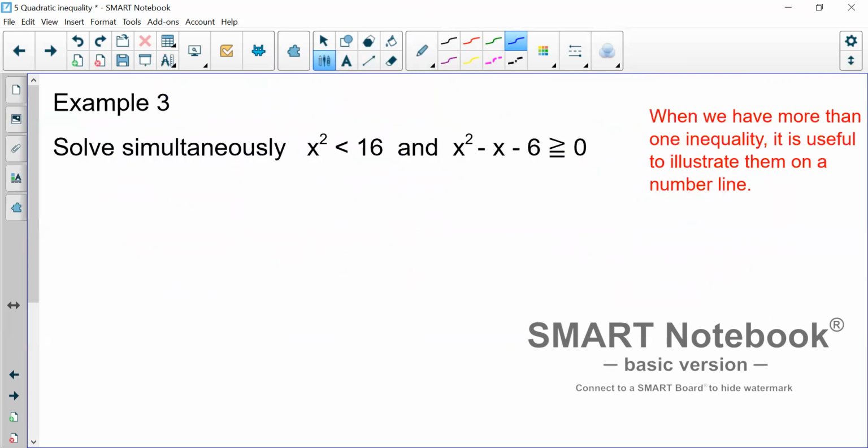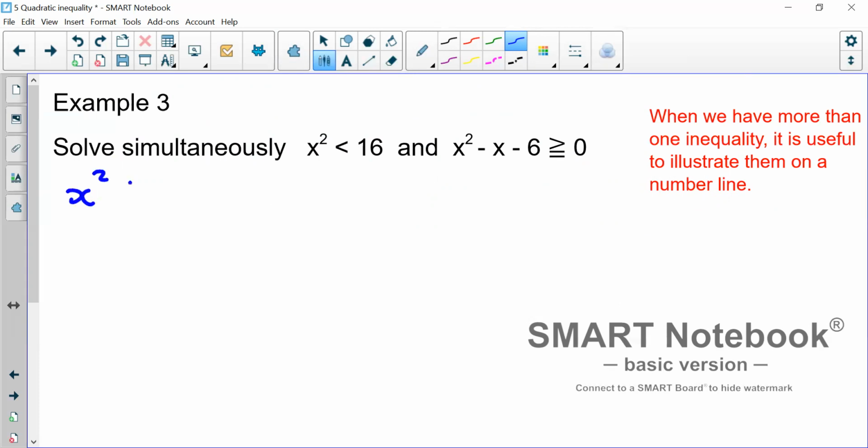Right. Let's look at another question. So in this question, we have two inequalities. So we have to solve simultaneously the two inequalities. Now, the method is the same as the previous two examples we have seen, but we just have to consider the region later on, and this region has to satisfy both of the inequalities. So let's start by solving the two inequalities first.